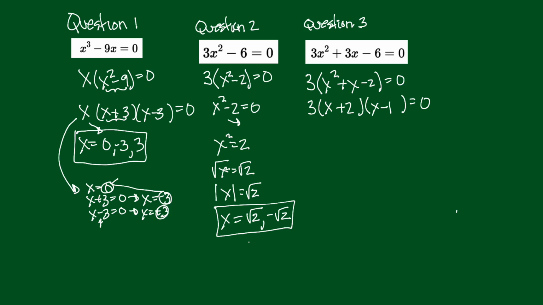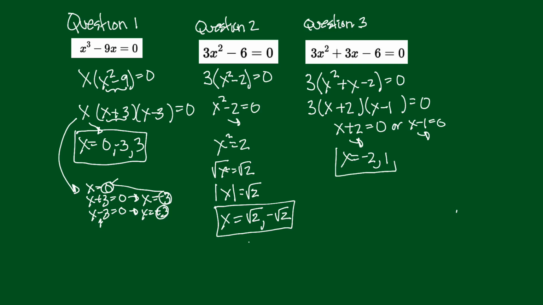And now I can read off the solutions. What is going to make this 0? I've got this times this times this. One of them's got to be 0. It's not the 3. Could be this one, or it could be this one. Now, if you go through all the steps, you'd be writing this. X plus 2 could be 0, or x minus 1 could be 0. And then you solve these equations, right? You subtract 2, so you get x equals negative 2. And then you add 1, so you get x equals 1.